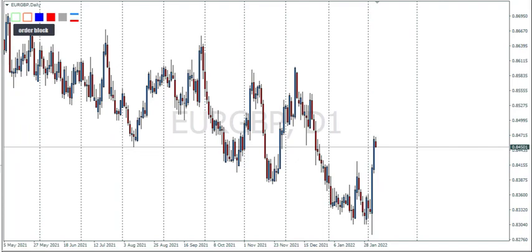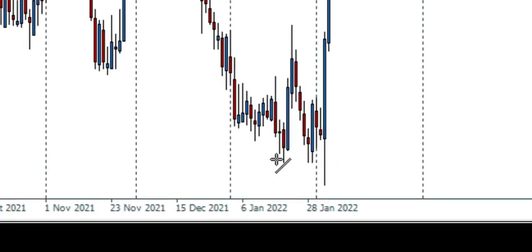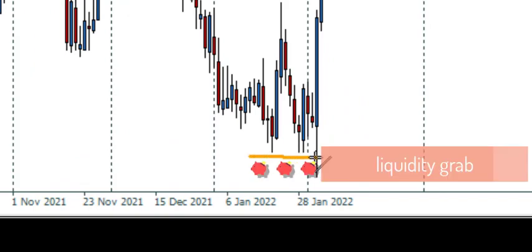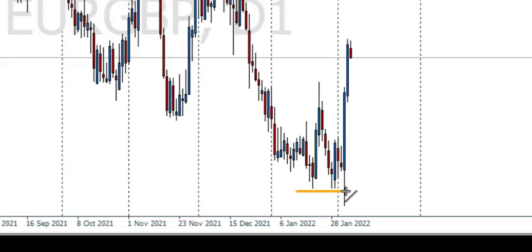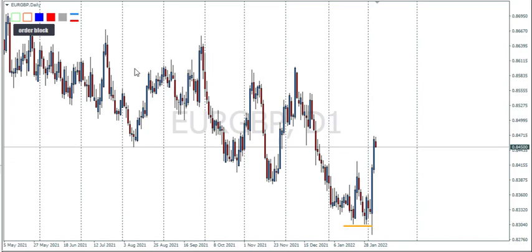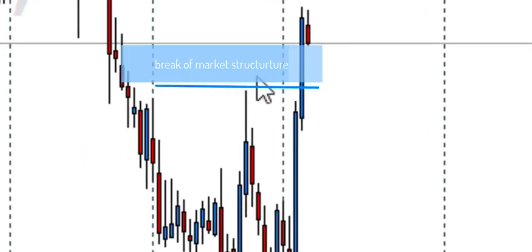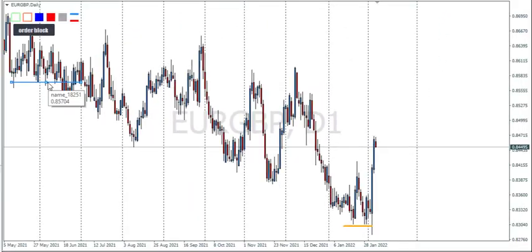And from a quick glance we notice how a double bottom was wicked. That's called a liquidity grab. The liquidity grab caused the impulsive price move upwards which broke market structure above. Whenever highs or lows are broken, it's a good indication that price will continue that way.